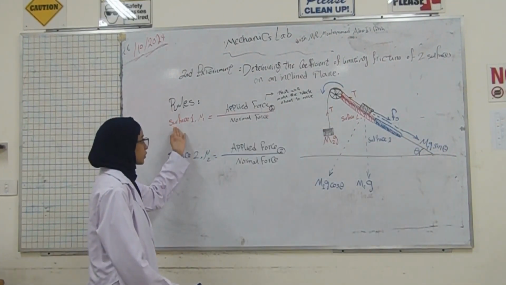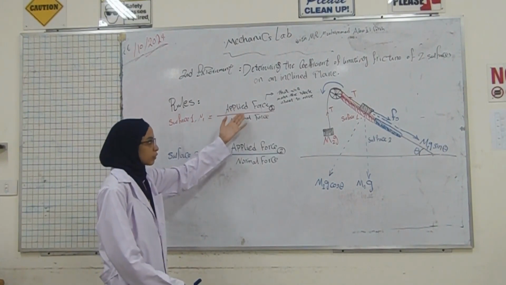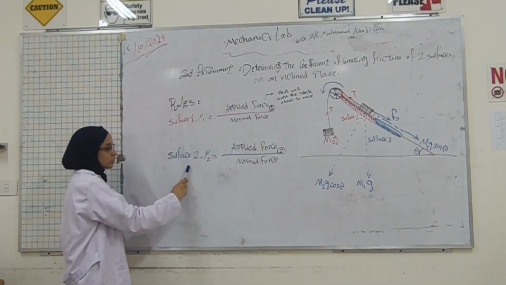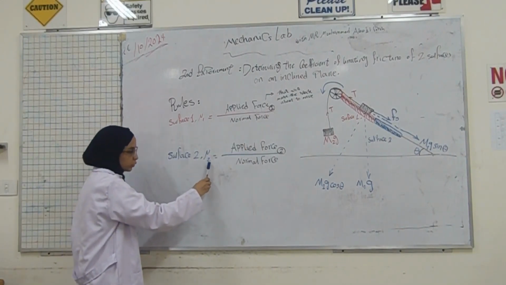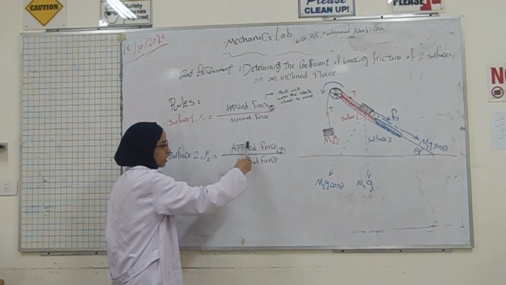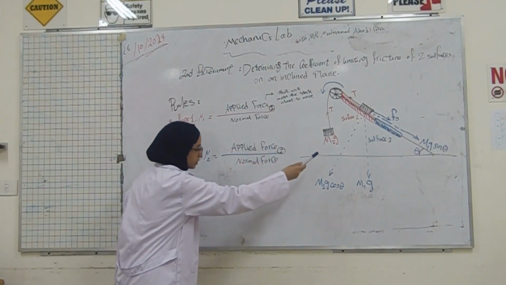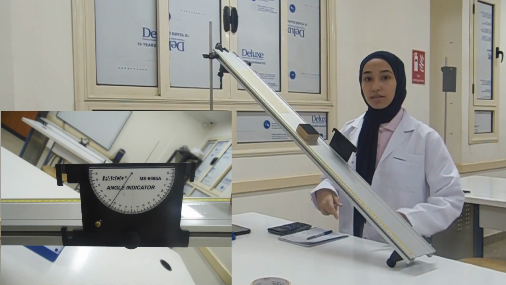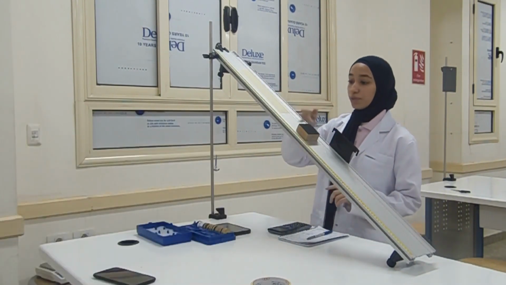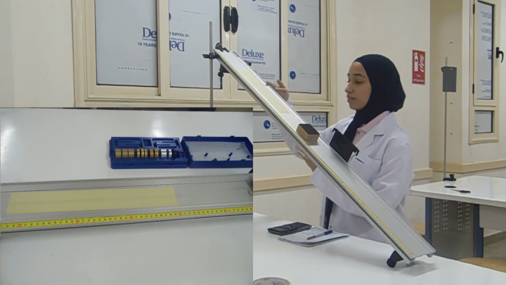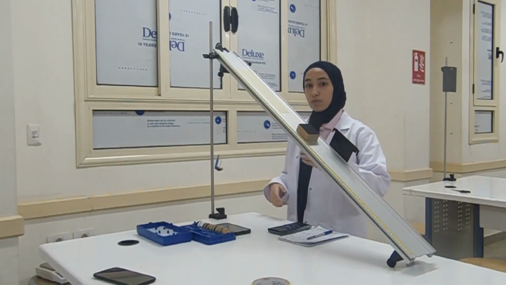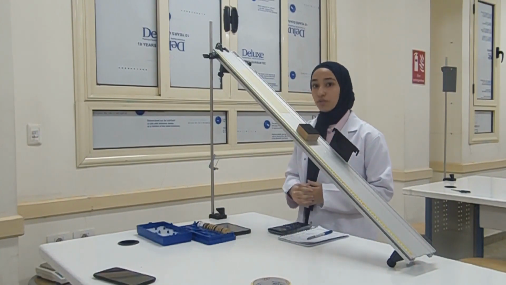The mu for surface 1 is equal to the applied force for the red surface over the normal force. For surface 2, mu s2 will equal the applied force on the blue surface over the normal force. Now we will find the coefficient of limiting friction on this inclined plane where the angle is 34 degrees and we have two surfaces. This is the blue surface and this is the red surface. Now we will add some weights here to make the block about to move. Then we can calculate the coefficient of limiting friction.